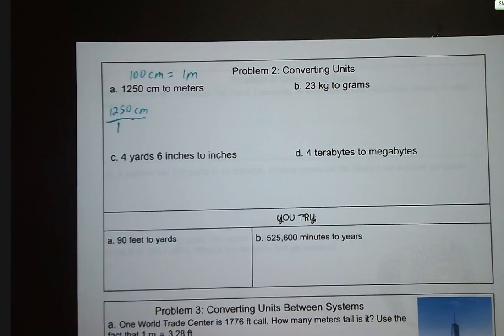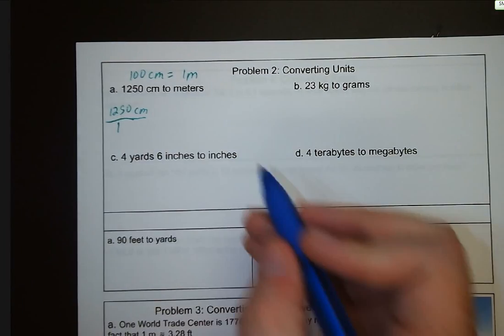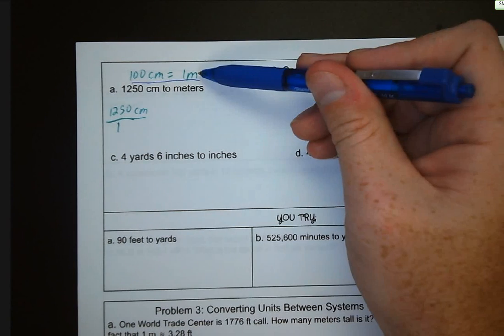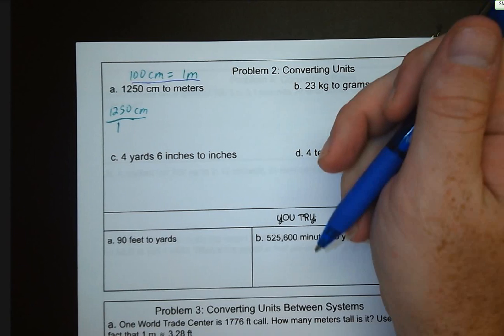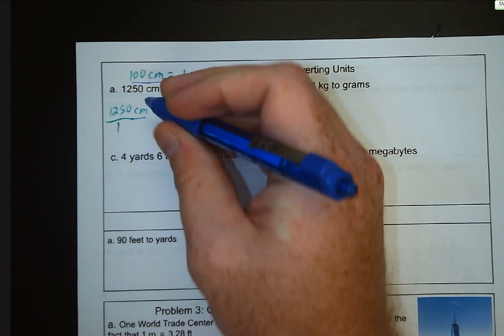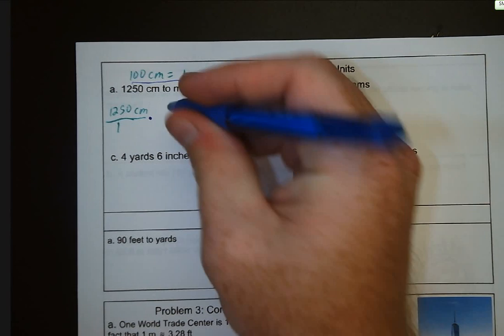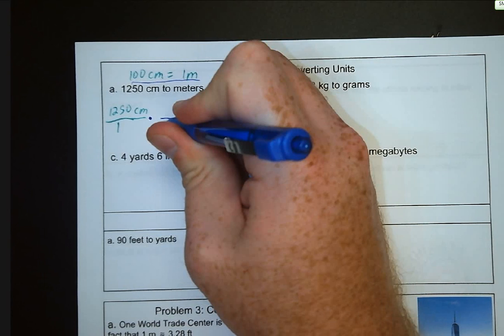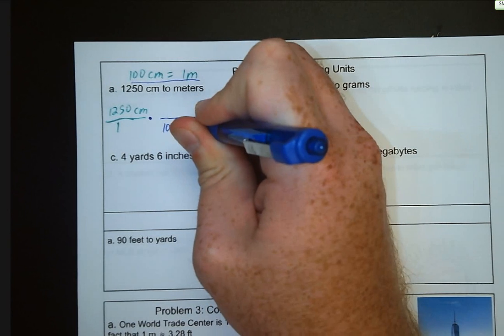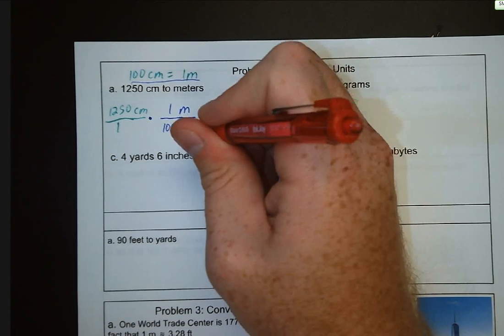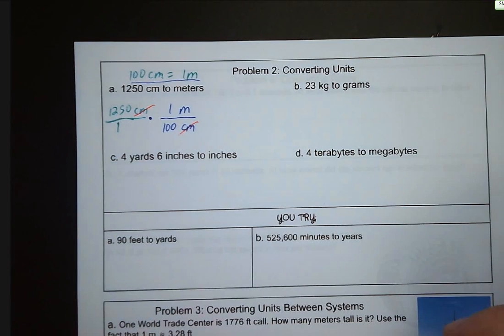All right. Our next thing that we're going to write is this conversion factor. We know that 1 meter is equal to 100 centimeters. So if I have centimeters in my numerator, where do I need to have centimeters in order for it to cancel out in a fraction? It's going to be in the denominator. So 100 centimeters for 1 meter. And now we have our units canceling out. Centimeters cancels out. And we are left with only meters.